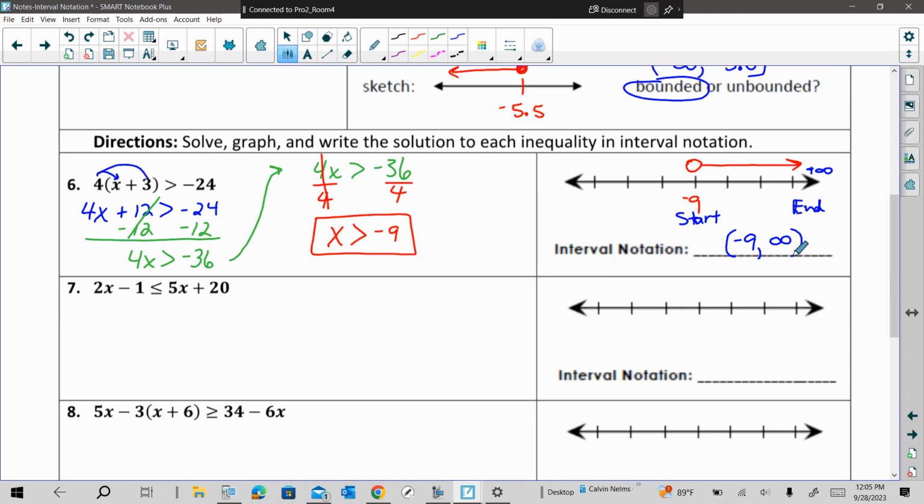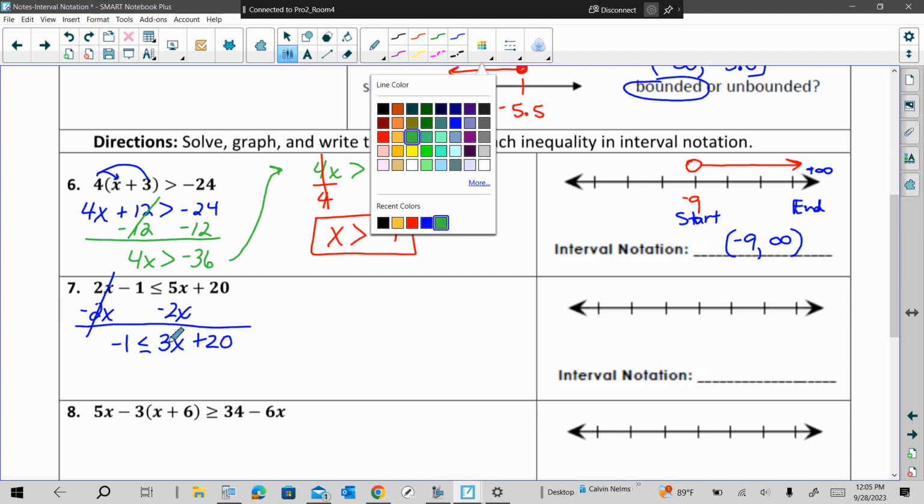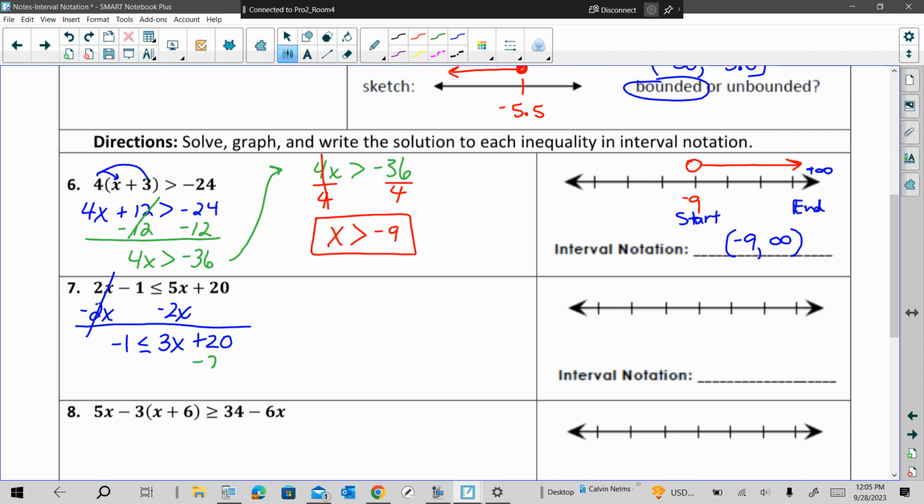Now on 7, same 5 steps we always do. No distributing, no like terms, but we now have variables on both sides. So we should start with the smallest variable, which is this 2x. I'm going to subtract the 2x. When I do that, I'm going to cancel that, leaving, don't forget your sign, a -1 is less than or equal to 3x plus 20. Then I'm going to isolate this x term by eliminating the constant plus 20. To do that, we have to subtract 20. When we do that, I'm going to rewrite what we have. We have -21 is less than or equal to 3x.